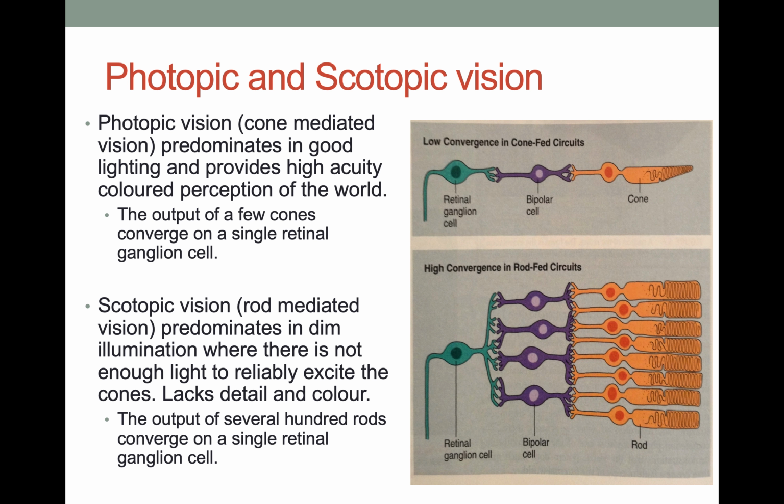Scotopic vision is rod-mediated vision, and this predominates in dim illumination, where there is not enough light to reliably excite the cones. This type of vision lacks detail and colour, and the output of several hundred rods converge on a single retinal ganglion cell, which is why it lacks the detail.